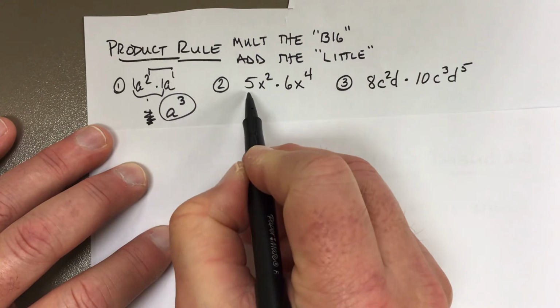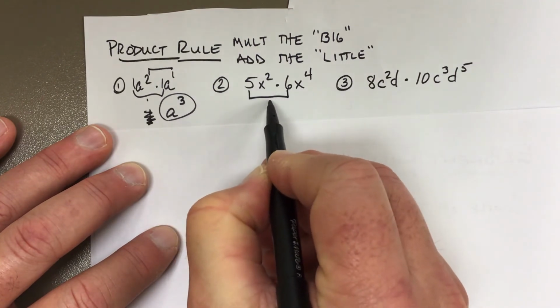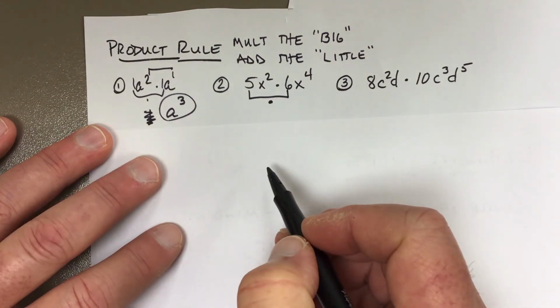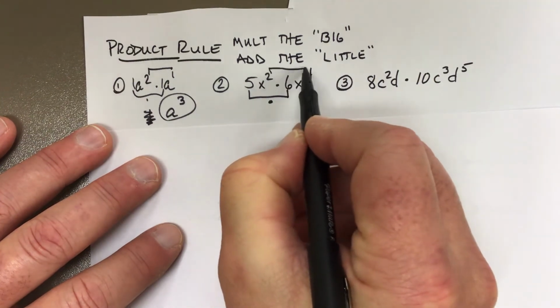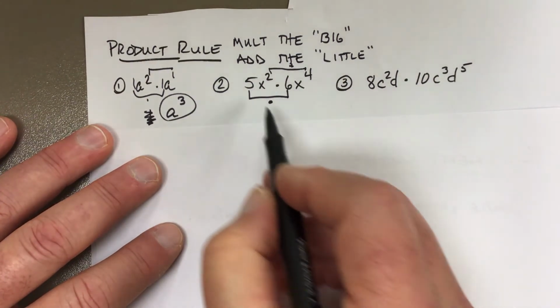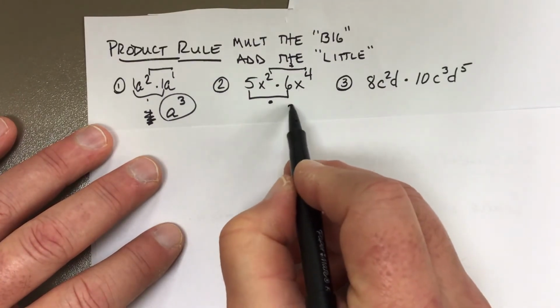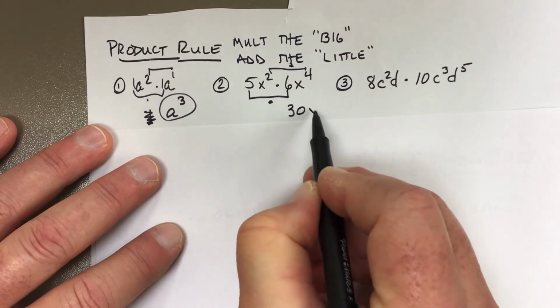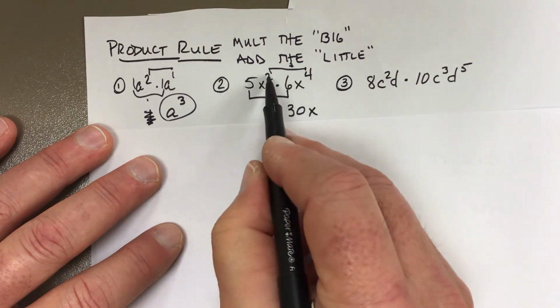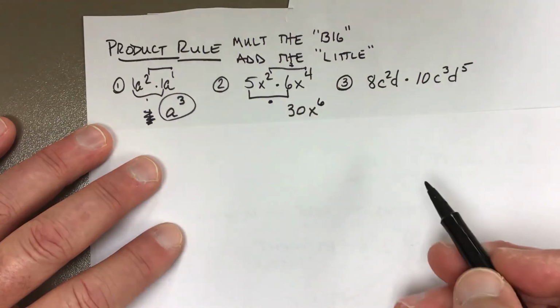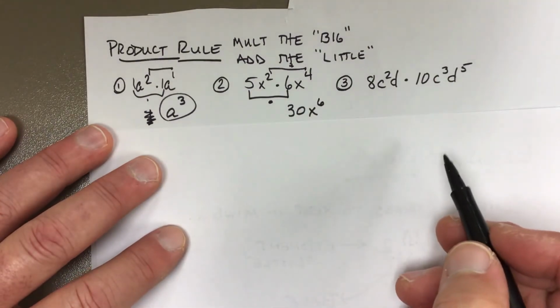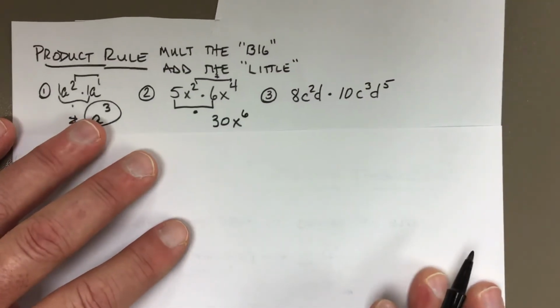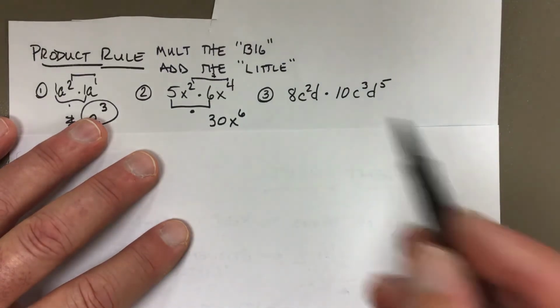You'll see it a little bit more when we actually have numbers more than just 1. So we multiply the big numbers, the coefficients, and then we add the little numbers. So 5 times 6 is 30. Then we put the base down, which is the x, and then 2 plus 4 is 6. That's it.